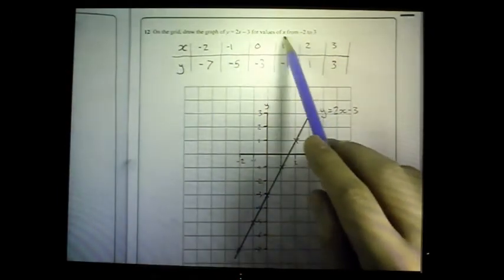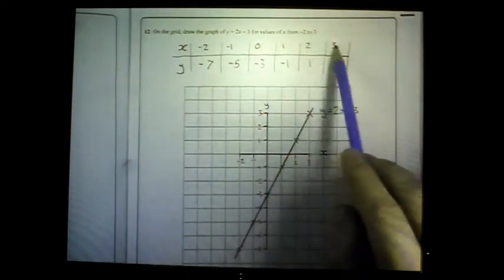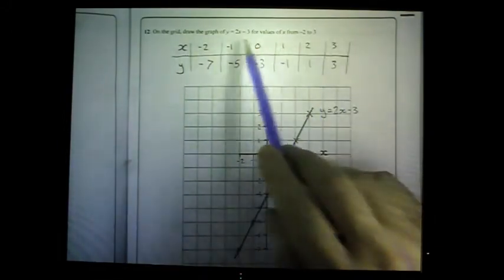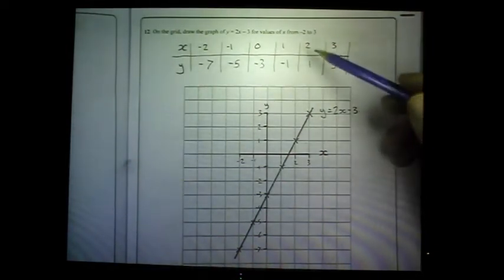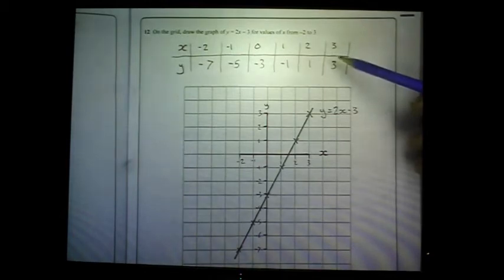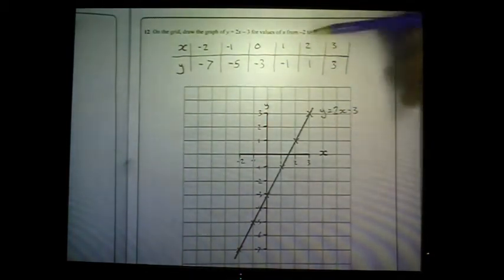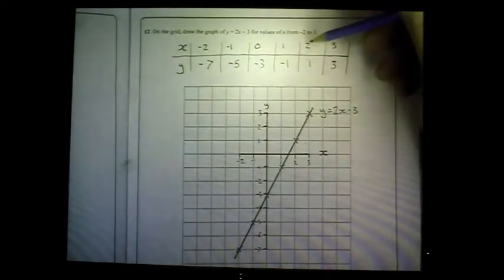So the first thing you do is write down x and y, and it says here x is from -2 to 3. So -2, -1, 0, 1, 2, 3. That's what you've got to set yourself up with first. Now it's 2x, take away 3. So it's 2 lots of 3, which is 6, take away 3 gives you 3. I always start from this side, by the way, because it's easy to work these out with the positive numbers than the negative numbers.